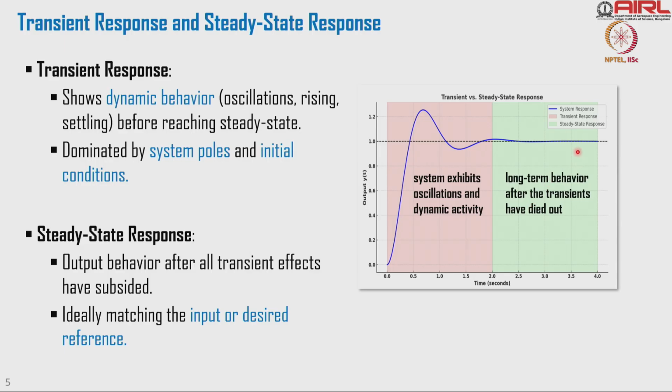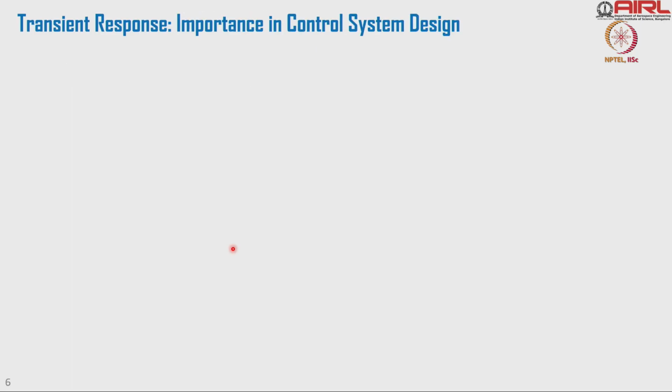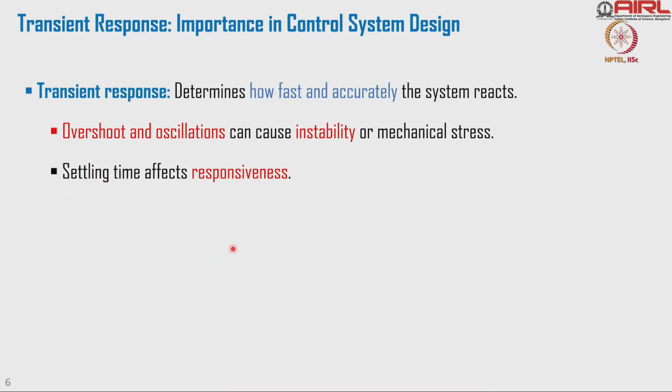Is it satisfying my desired references? For example, I can say the speed of the drone needs to be increased by 2 meter per second, and I am giving an input accordingly. Is the speed increased by 2 meter per second after the transients die out and it settles? I need to look at that also. Now let us look at the importance of this transient response in control system design.